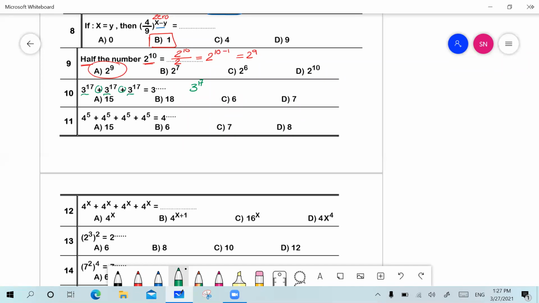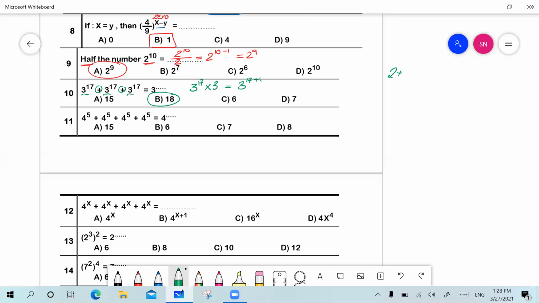It means that repeated addition becomes multiplication. Nice. Multiplication by the number of times it's repeated. We said repeated 3 times, so it's like saying 3 to the power of 17 times 3. Right? So it will be 3 to the power of 18. Exactly, it's going to be 3 to the power of 18. I'm multiplying the same base, so 3 to the power of 17 plus 1, which is equal to 3 to the power of 18. Thank you.